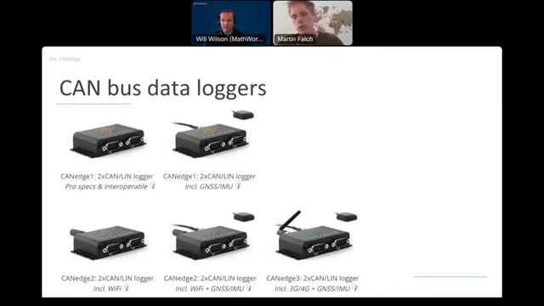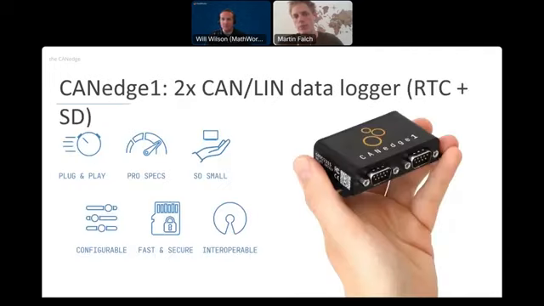And if we jump into the CANedge 1 to start with, there are a number of features for this device that we focus on. We try to make it very plug and play. Some examples of that is if you install it in a CAN bus application, it will automatically detect the bit rate and start recording the data onto the SD card. So it's quite quick and easy to install across different applications.